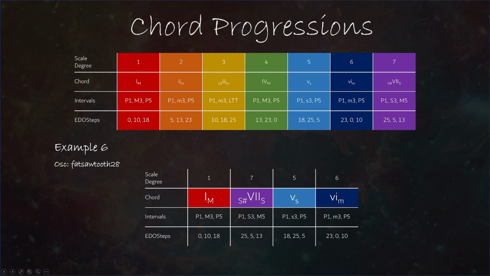Then the next example we have is 1, 7, 5, 6. So we start with major on the first, semi-augmented on the seventh, subminor on the fifth, and then minor on the sixth.